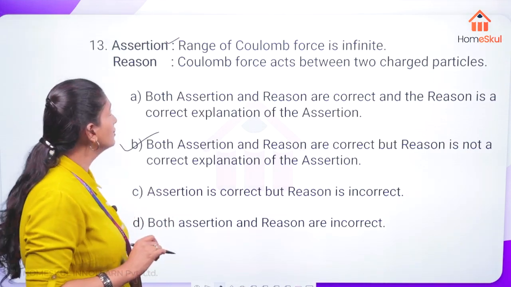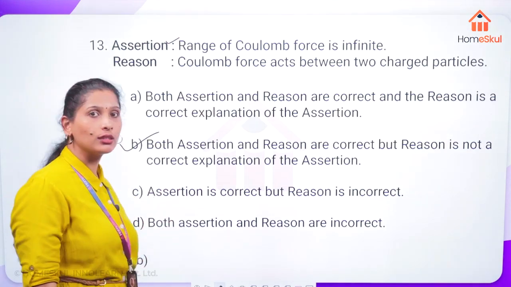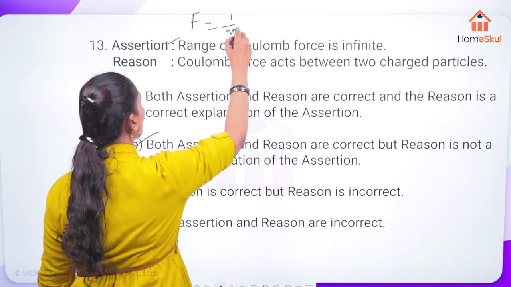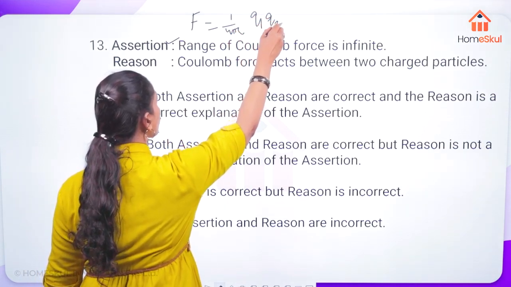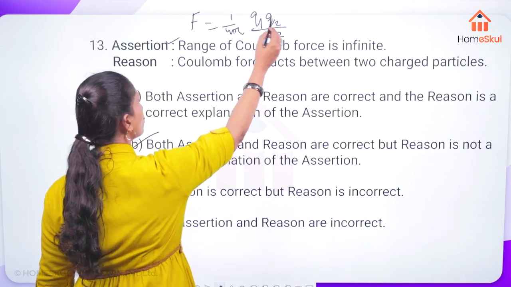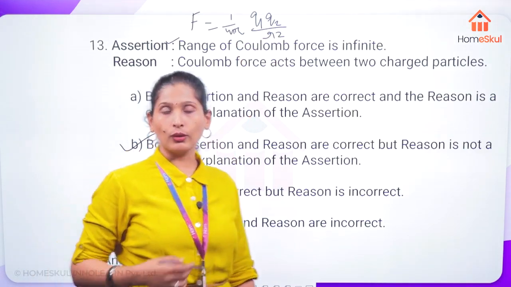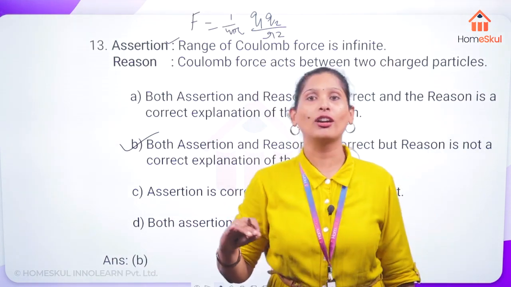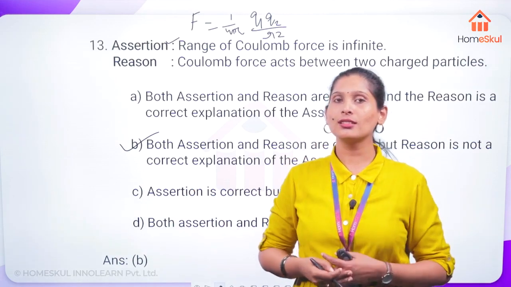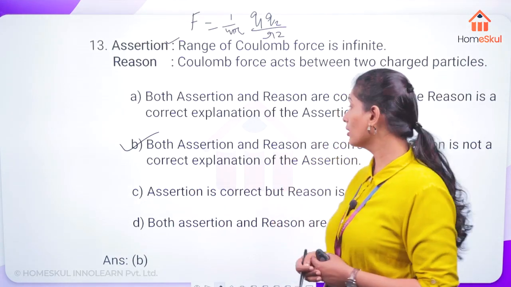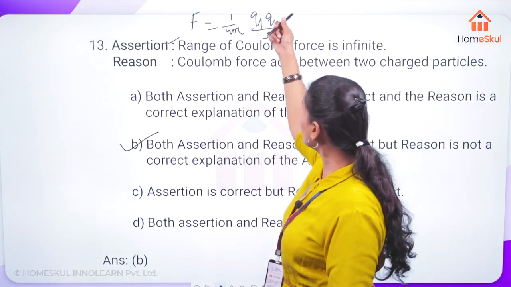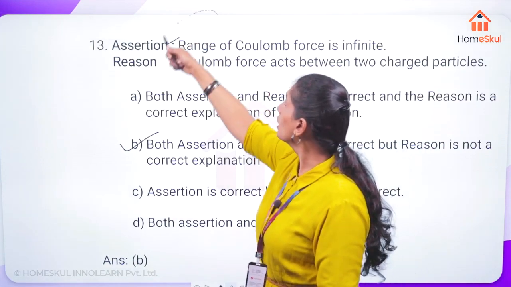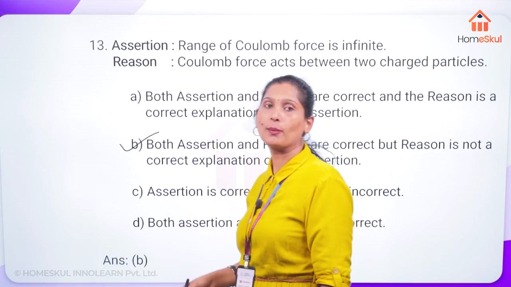Now you have to check the reason. Coulomb's force acts between two charged particles. Obviously, the force is 1 by 4 pi epsilon 0 Q1 Q2 by R square, and it exists between two charged particles. Definitely. Why did you feel that to be wrong? Okay, it is fine if you don't know whether the Coulomb force is infinite or not, but don't you know that it needs two charged particles? You got confused? These two statements are correct, but the reason is not giving the correct explanation. So I can say it is option B.